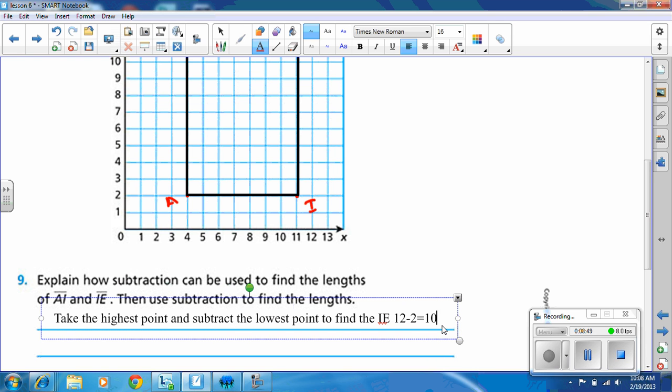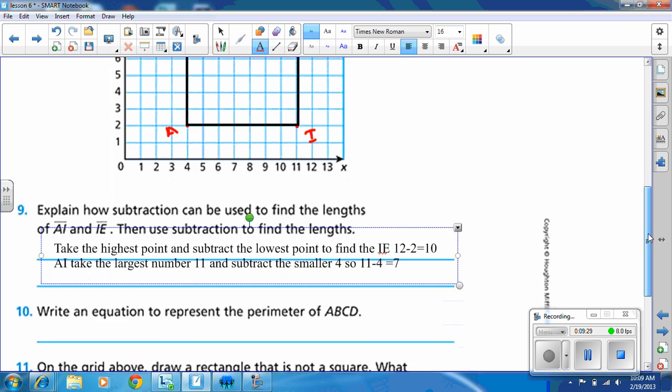Then, in order to do that next one to find AI, I'm going to take the largest number, oops, no, this one's 11, and subtract the smaller, which is 4. So 11 minus 4 is 7. Okay, so those are the dimensions of my length.